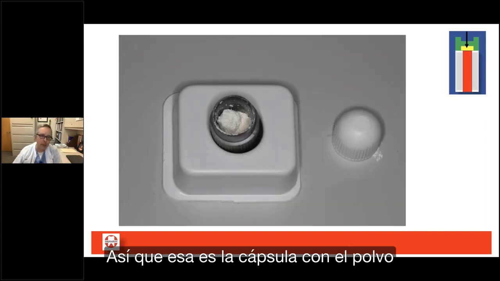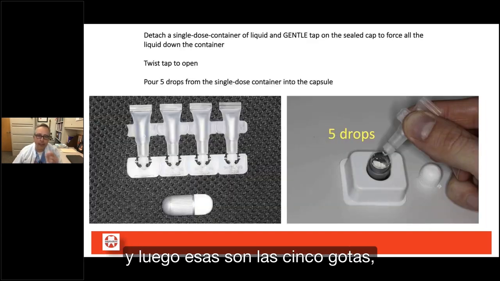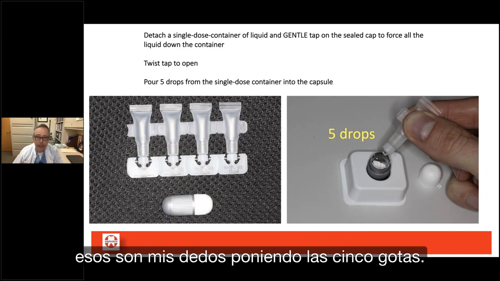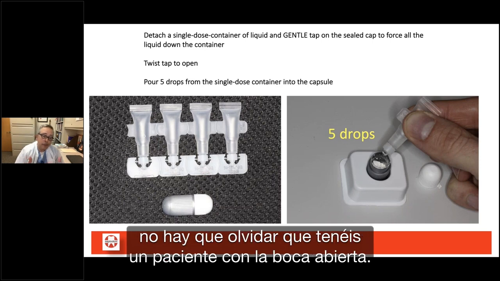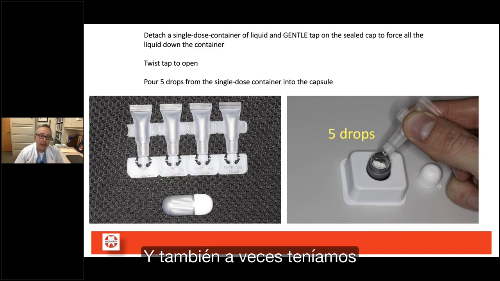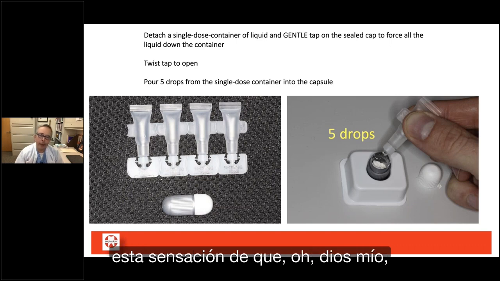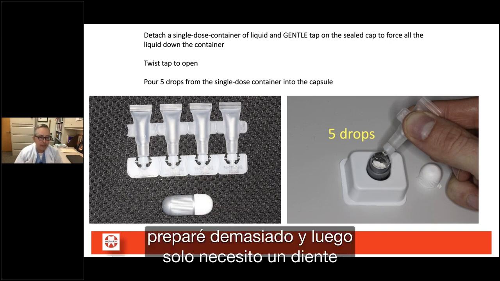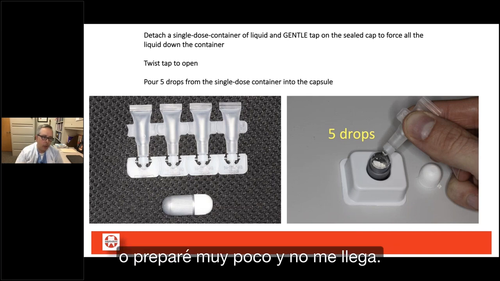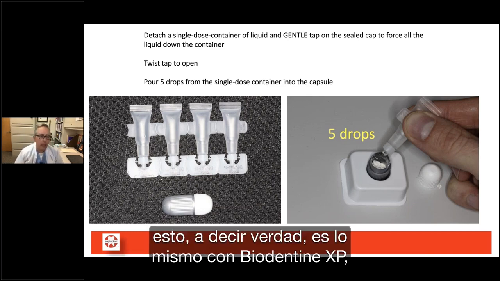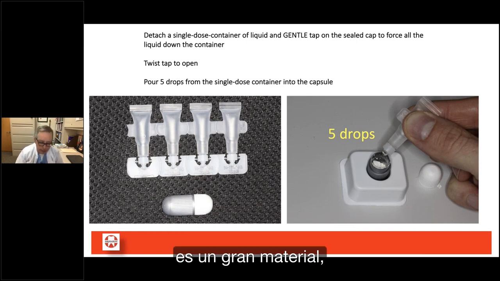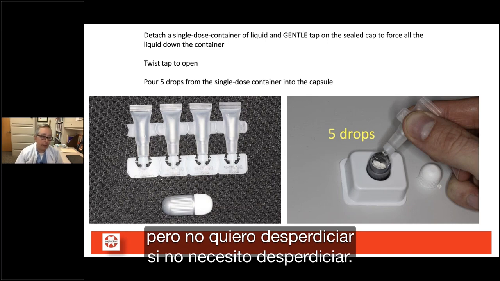So that's the capsule with the powder, and then the 5 drops, with my fingers putting the 5 drops, or my assistant doing that, and then time, and you have a patient with the mouth open. Sometimes we have this feeling of, oh my God, I prepared too much and I only need 1 tooth, or I prepared a little and it's not enough. It's the same Biodentine as XP, a great material, but I don't want to waste if I don't need to.